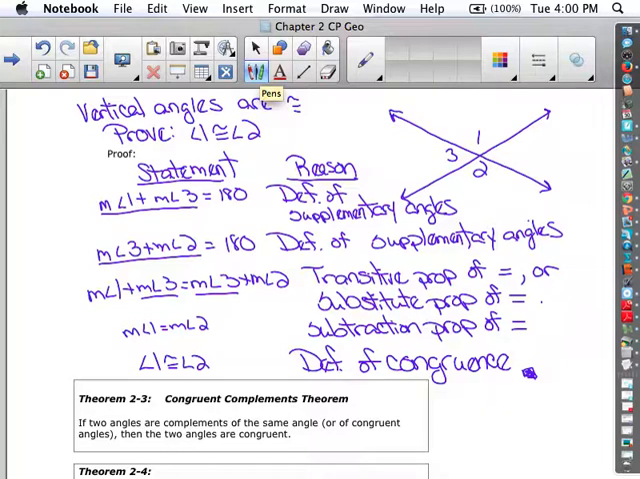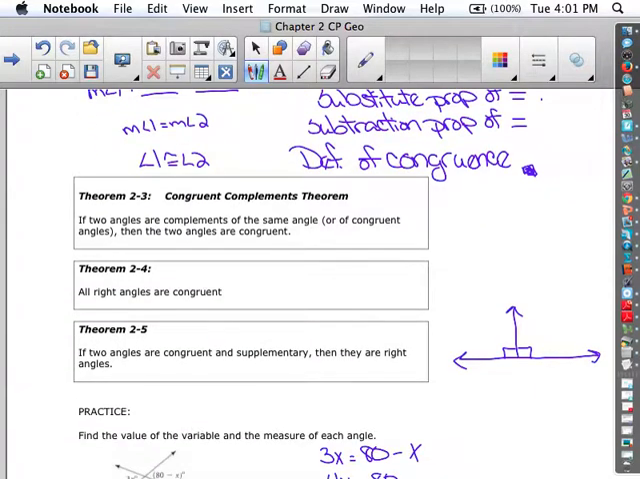Congruent complements theorem would look very similar to this proof. You would just have, instead of equaling 180, they would be equal to 90. Theorem 2-4, all right angles are congruent. So if we look at this picture, if I have two lines that are perpendicular, that's going to create 4 right angles. And all those right angles are 90 degrees, so they're all congruent. That may be something that you'll use in a proof once in a while.